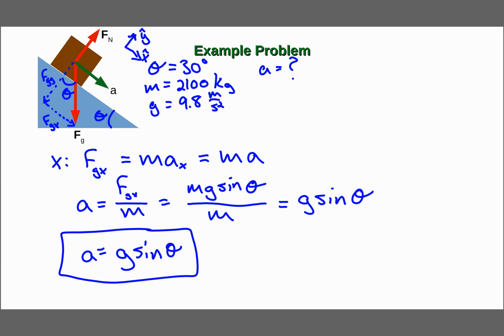So that's a pretty simple problem. It's just a block on a ramp with no friction. But what about when we do have friction? Okay?